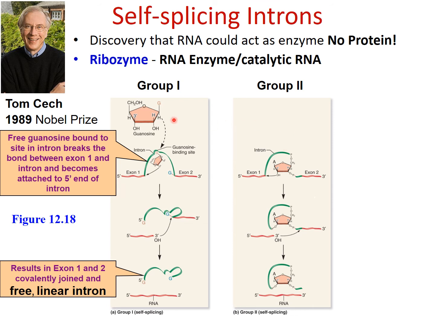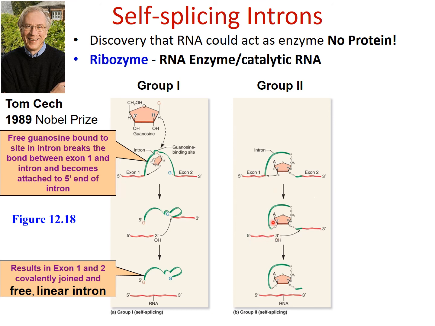It does not require this external guanosine. Instead, it has an adenine encoded within it in a very particular location that will attack the 5' end of the intron and become covalently linked. So it's now through an intramolecular interaction. So this branched adenine becomes linked to the 5' end of the intron. And the same process here.